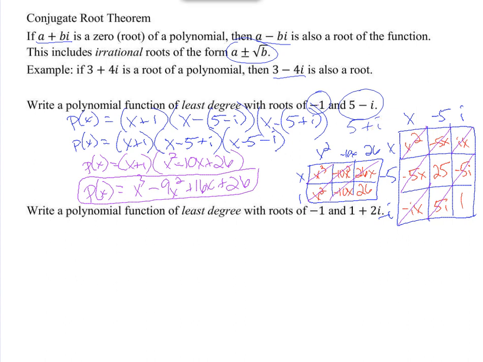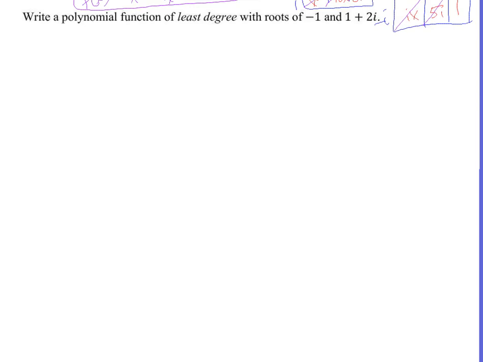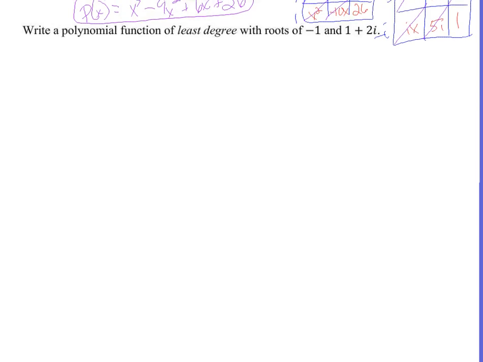Let's go ahead and do the next one. Write a polynomial function of least degree with these roots. Basically the same exact idea of what we just did. What do we do? P of x equals, let me bring this back so we can see something. It's x minus the root. So x minus negative 1, which turns into x plus 1, times what?